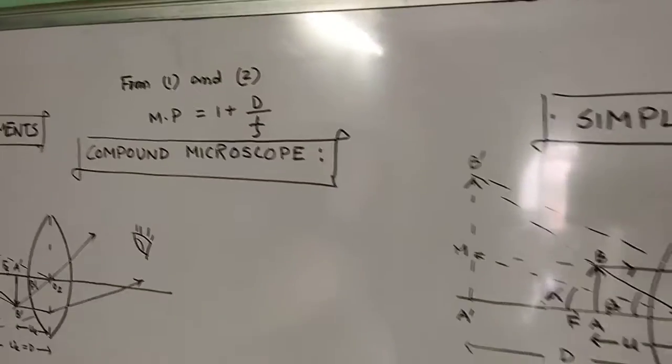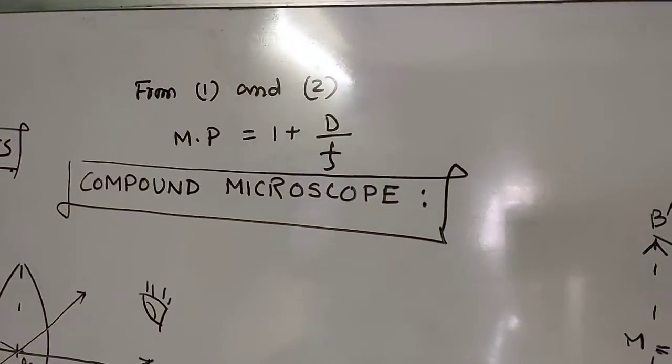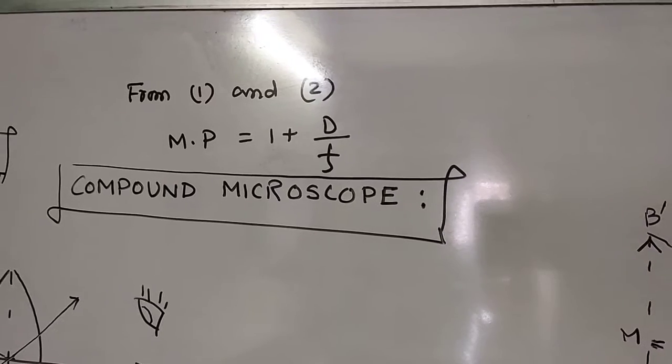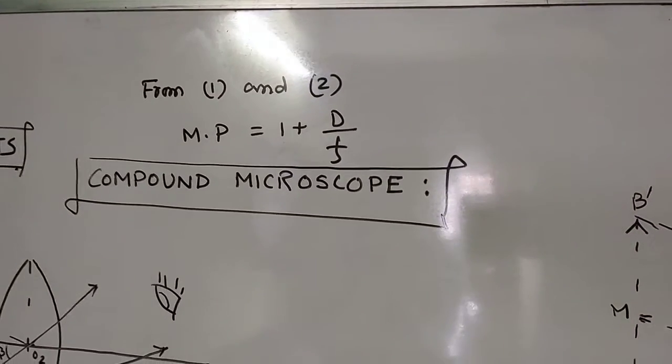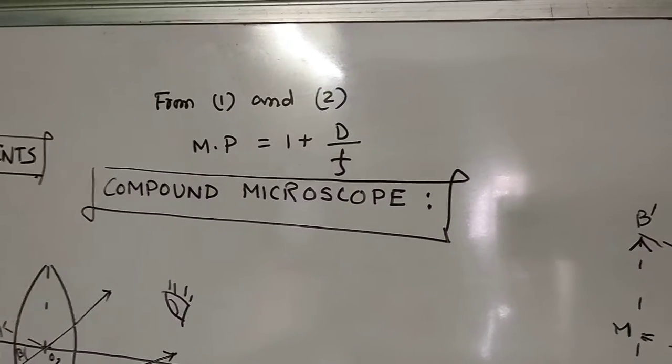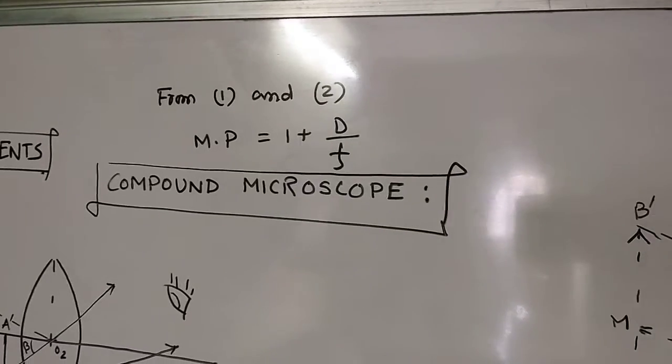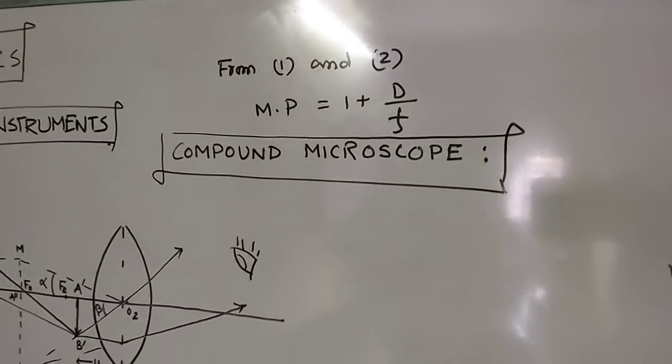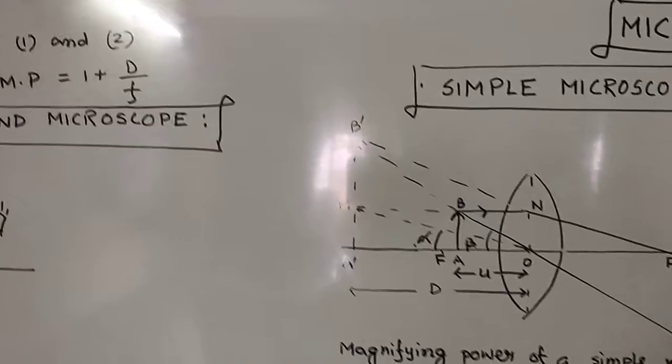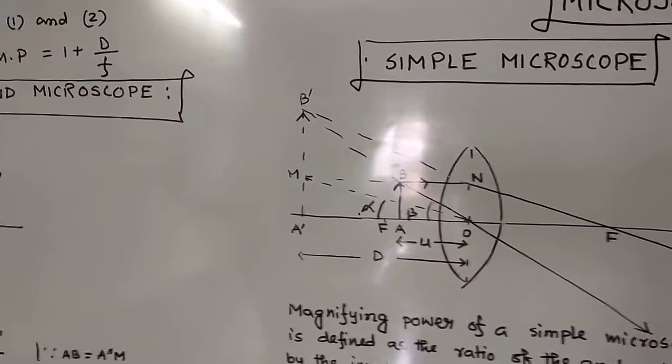So from 1 and 2 you can say the magnifying power of a simple microscope is 1 plus D/f. In numericals we are going to use this formula 1 plus D/f, where D is the least distance of distinct vision and f is the focal length of the convex lens. Basically, a simple microscope is nothing but a magnifying glass.